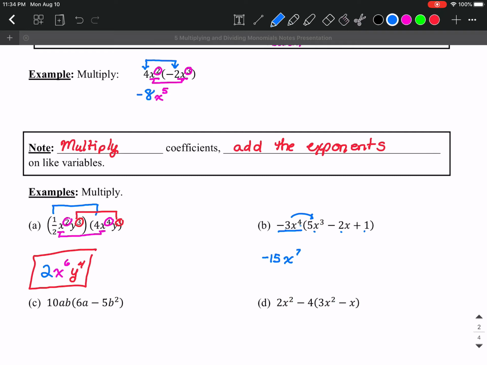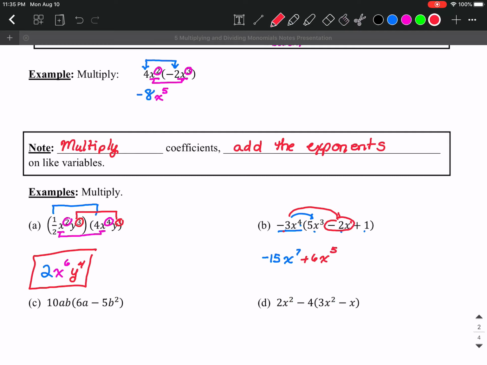That's 7. Okay. Now we're going to take the negative 3x to the fourth and we're going to multiply it by negative 2x. And remember that x has an exponent of 1 when you don't see it. We multiply the coefficients first. Negative 3 times negative 2 is a positive 6. Now we've got x's, so I'm just going to write the x. We have a 4 as an exponent and a 1. 4 plus 1 is 5.